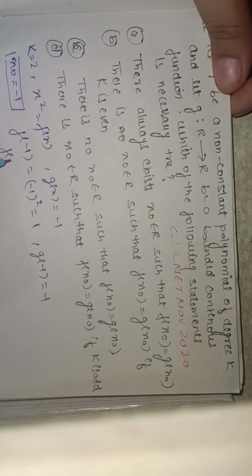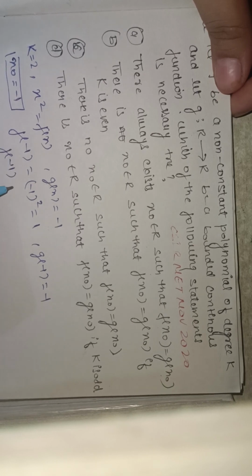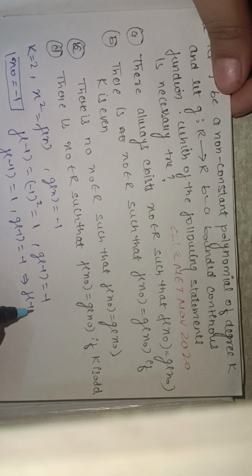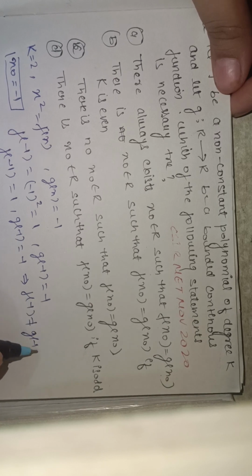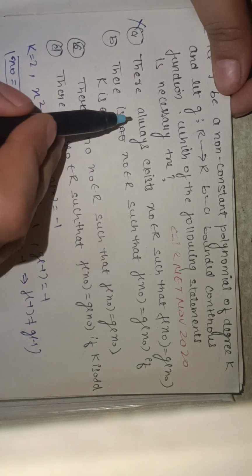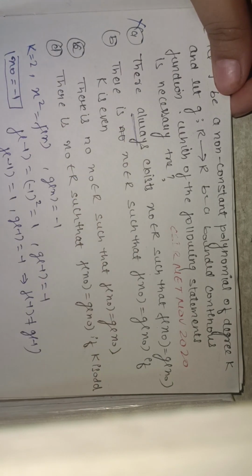So we see f(-1) is equal to 1 and g(-1) is equal to -1, which implies that f(-1) is not equal to g(-1). So the first option is false. Here it says always, so this is not true. We have one option which contradicts this.